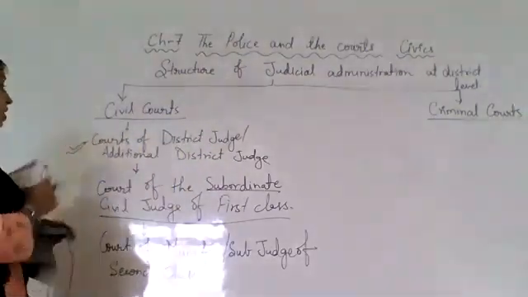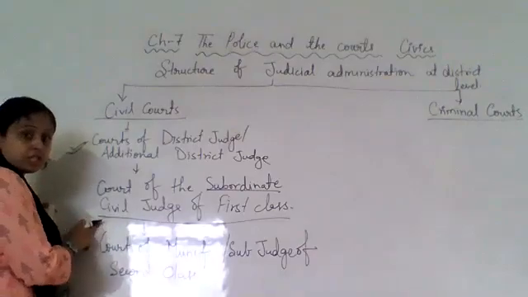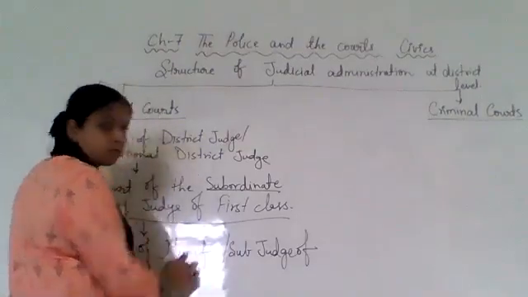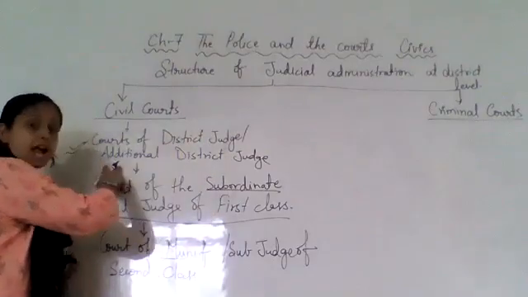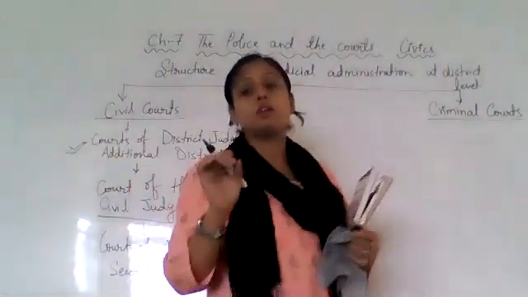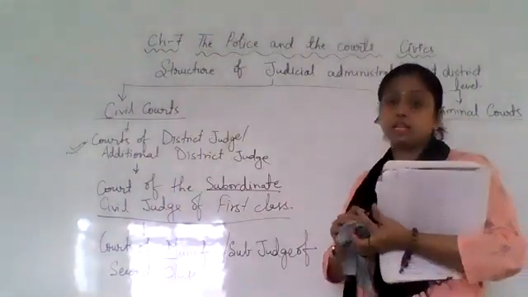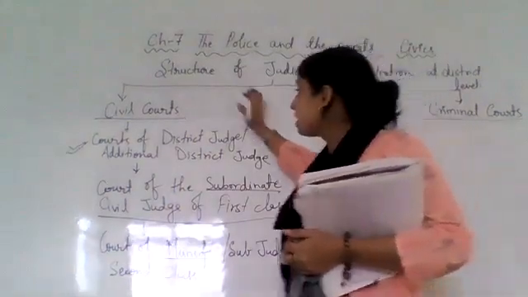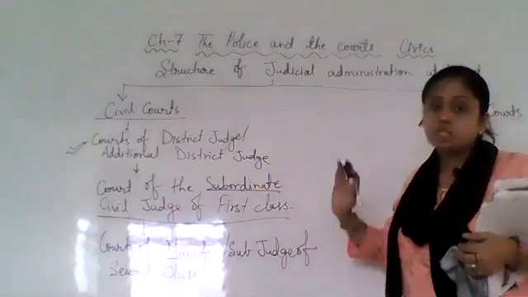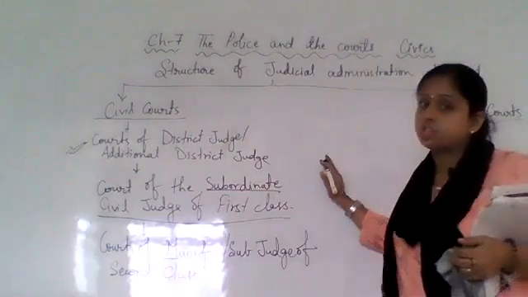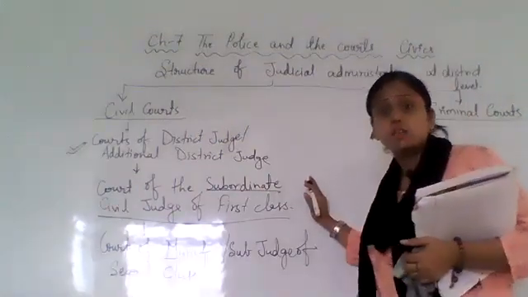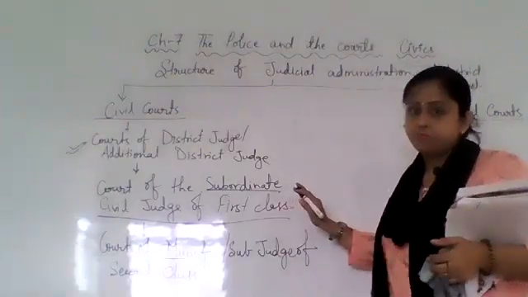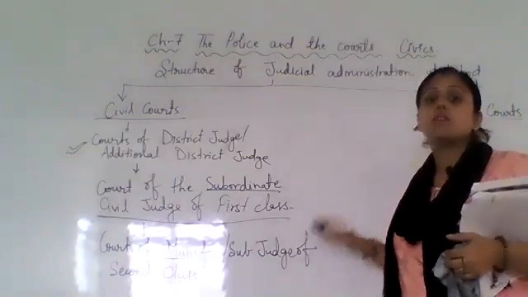So if you see, the civil judge of first class, the subordinate judge of second class and the Munshi, all these are under the district judge and the additional district judge. So if we talk about the civil court, the highest court under this is the court of district judge and the additional district judge. First we have the court of district judge and additional district judge, then the court of subordinate civil judge of first class, then sub judge of second class and Munshi. Okay, so this is the structure of the civil court.